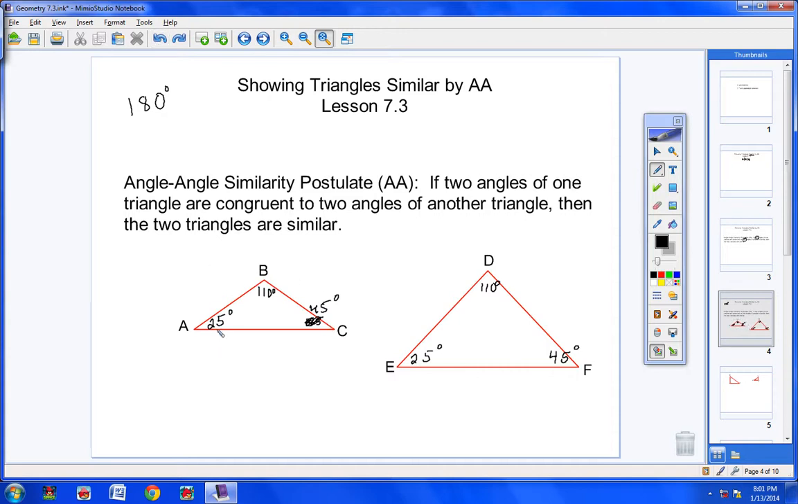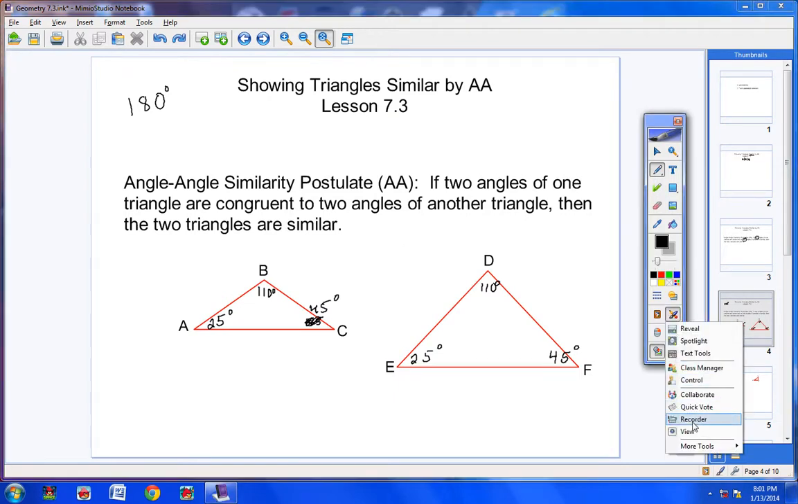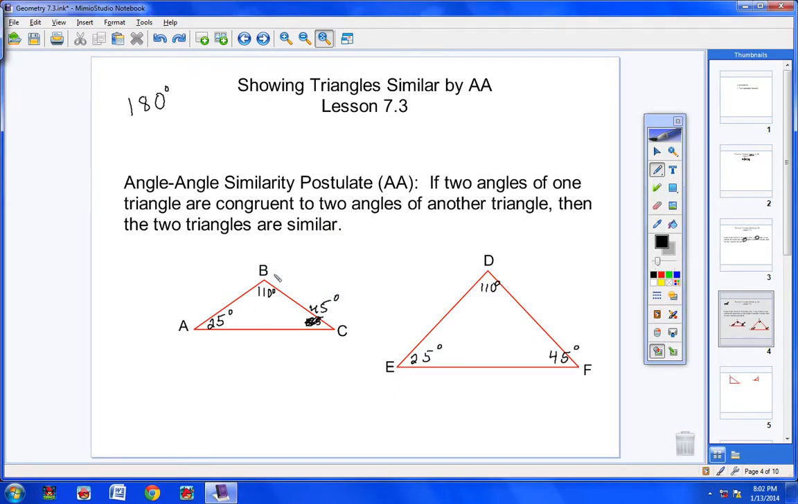If two angles of one triangle, if two angles of this triangle right here are congruent to two angles over here, then the two triangles have to be similar. Now this only works with triangles, okay? But we know that to be true because this third angle would then be congruent to that angle. Now, and once we have said, now watch this. This is so important, students, watch this.